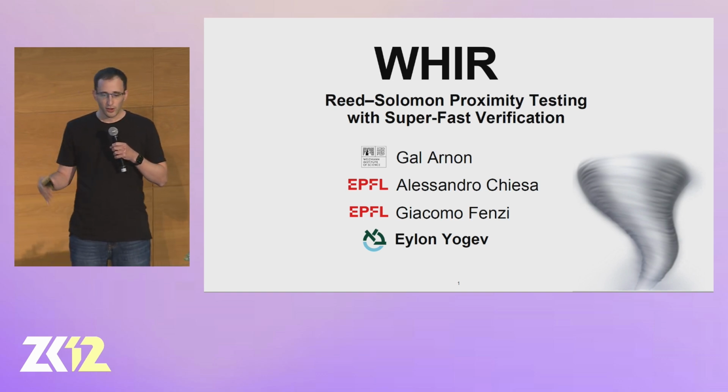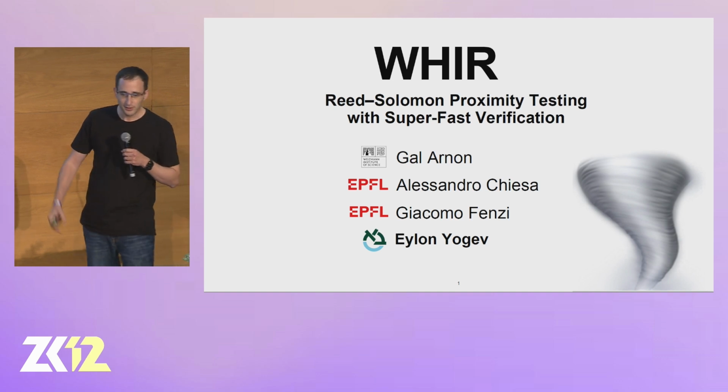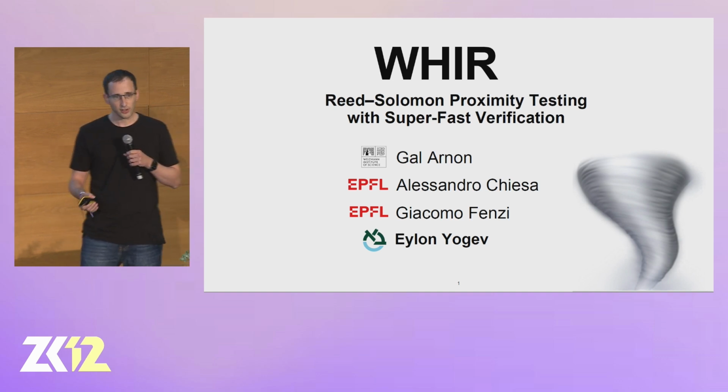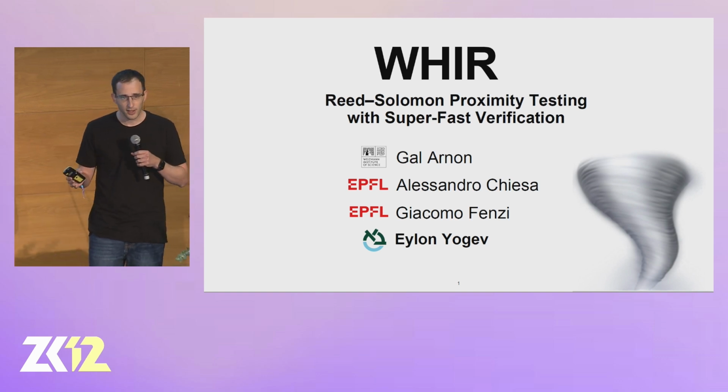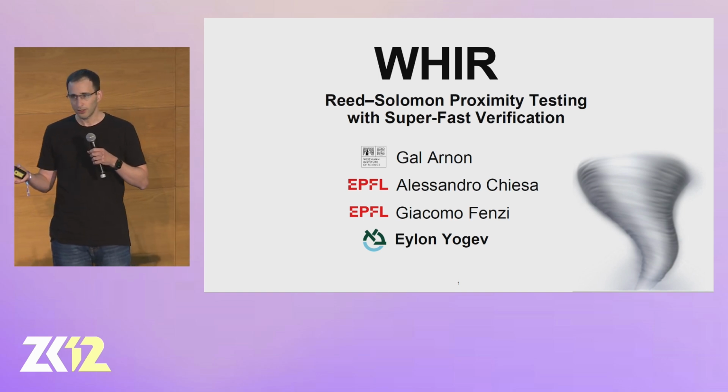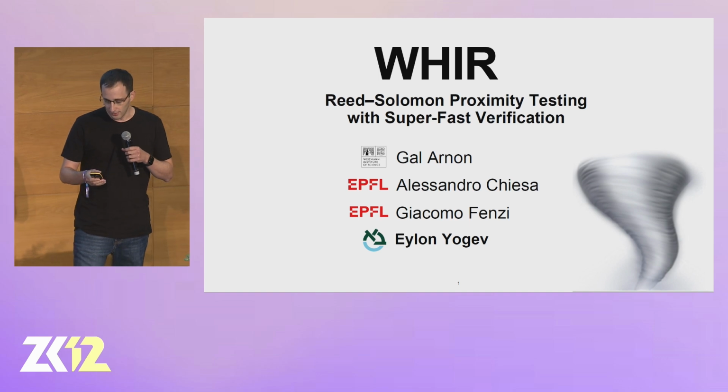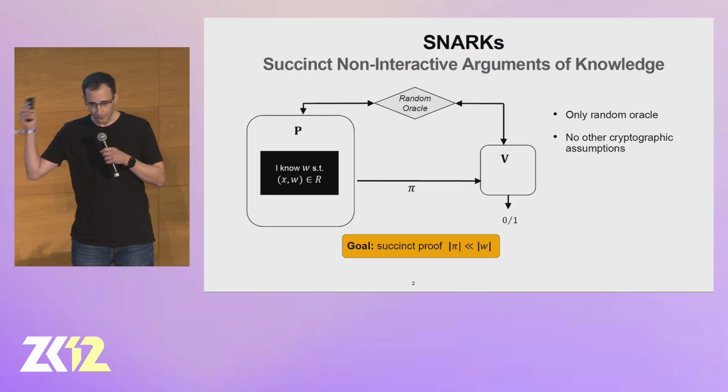So WHIR is a Reed-Solomon proximity test, and it has super fast verification. I'm going to go slightly into technical details about that, and we're also going to see benchmarks. And yeah, so let's start.